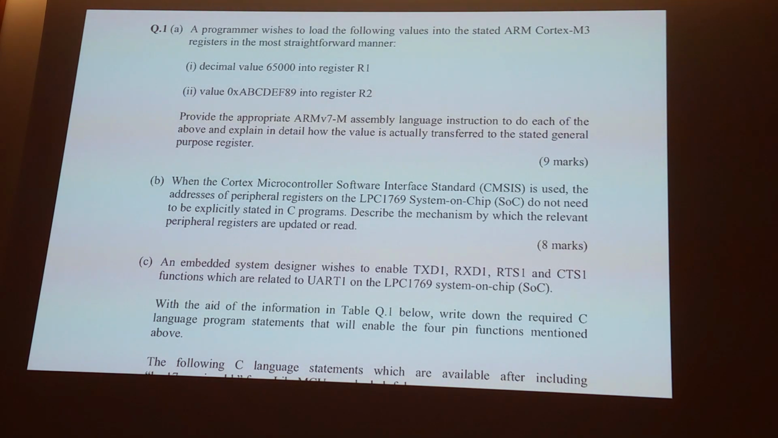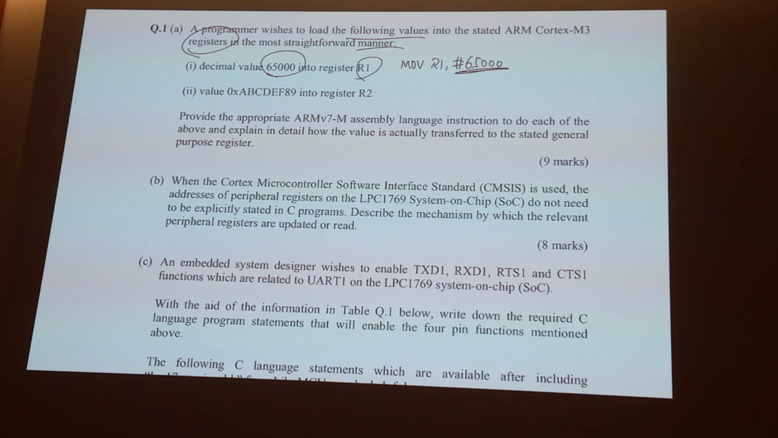So I'll talk about the actual answer. So just this question. A programmer wishes to load the following values into the stated unprotected 3 registers in the most straightforward manner. So if you load this number, you want your R1 to get this number. How to do that? Move? No, cannot. Move word, use word. This number might be too big.